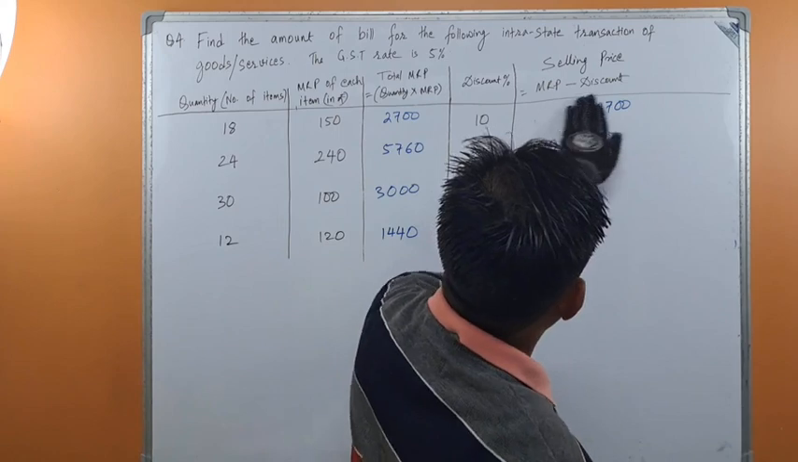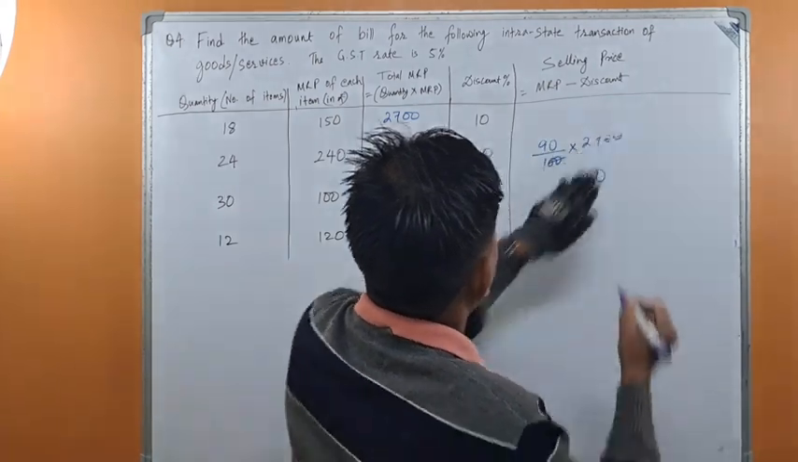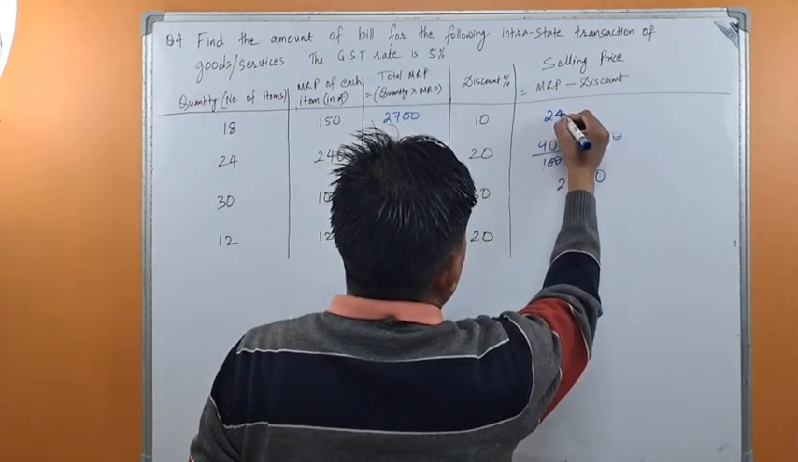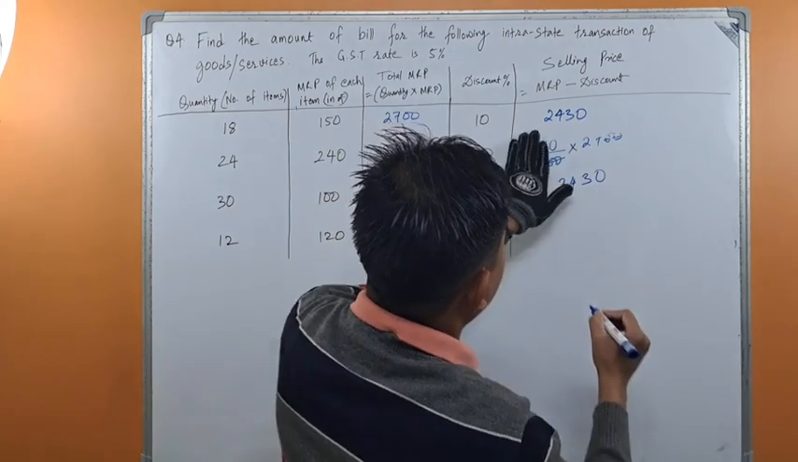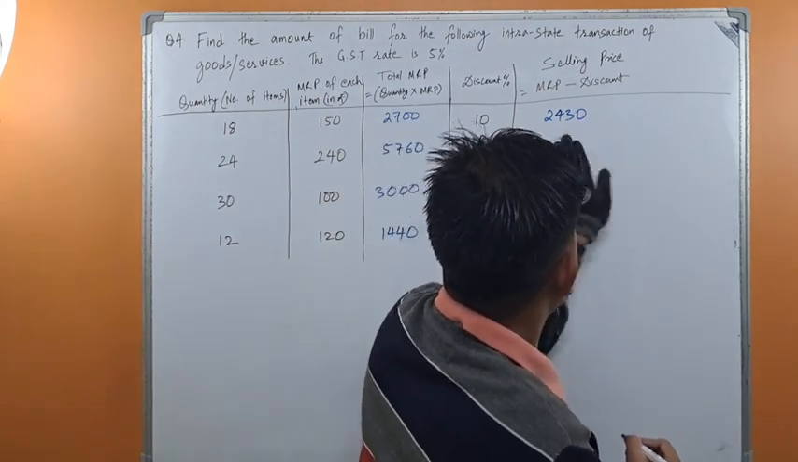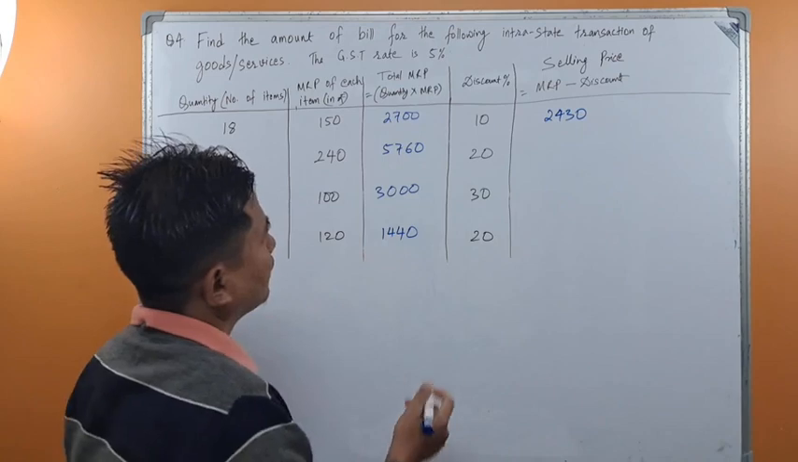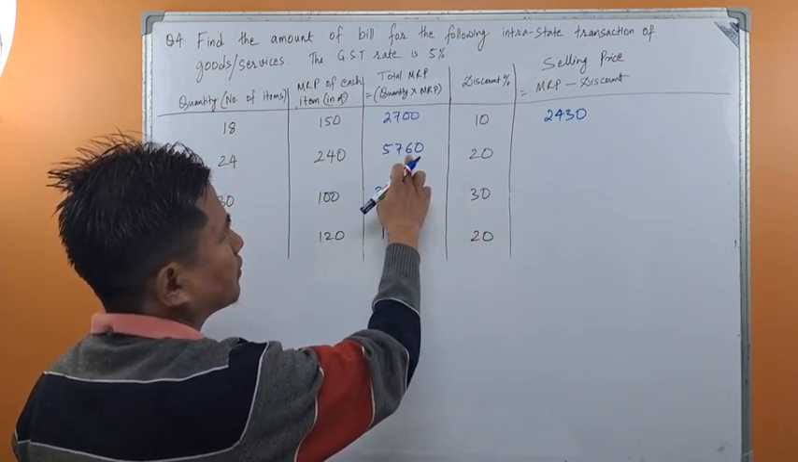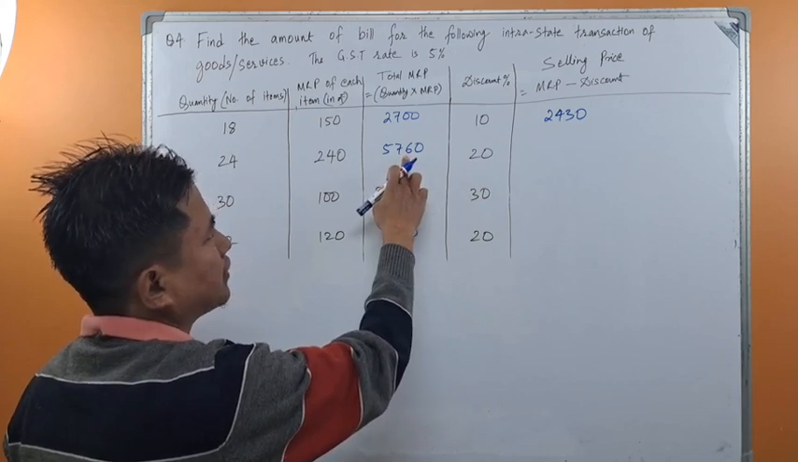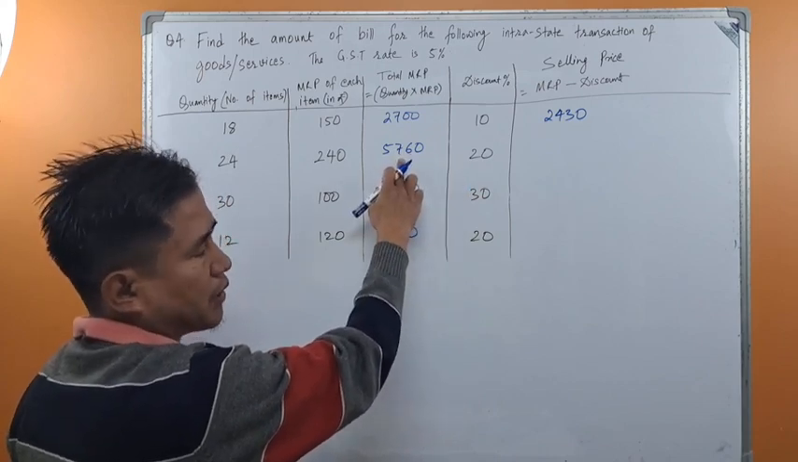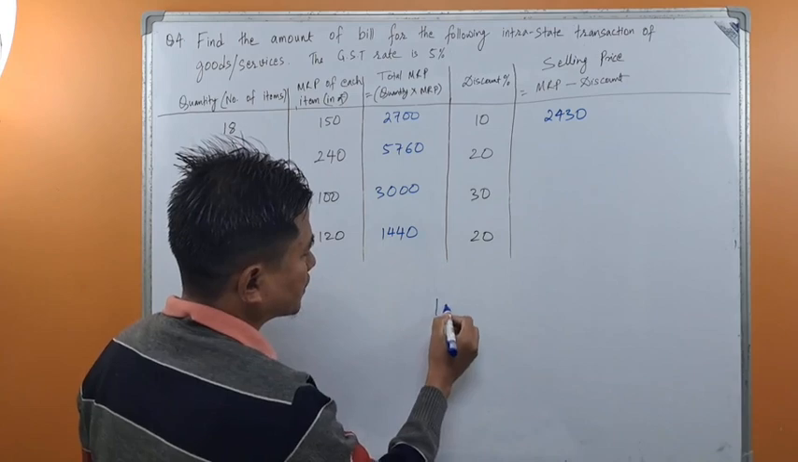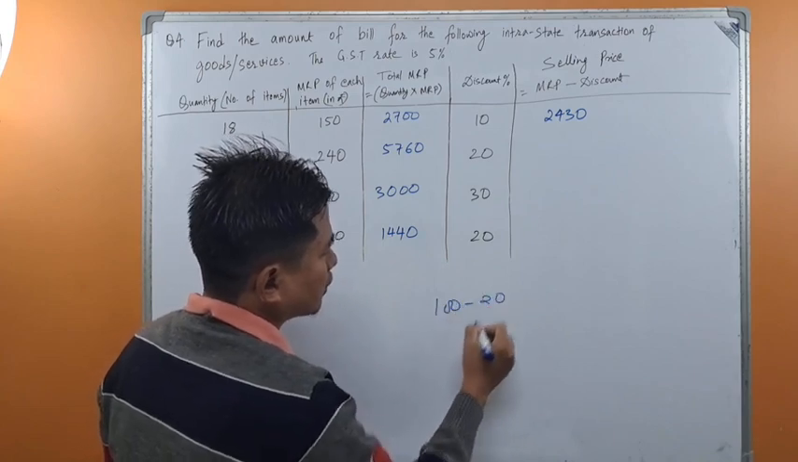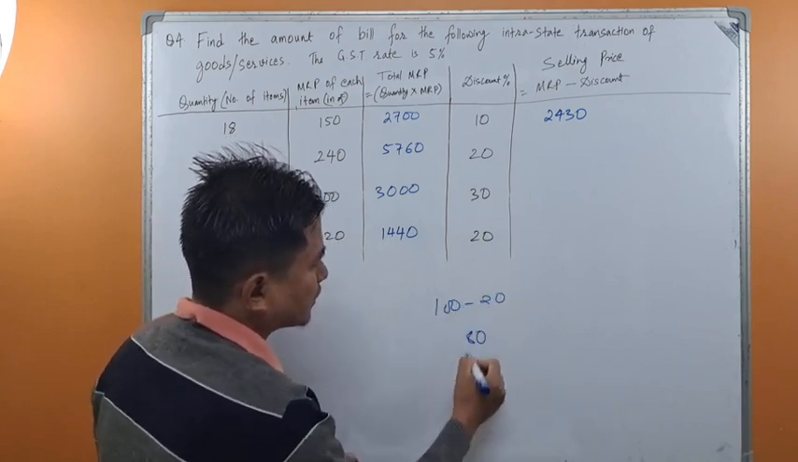Okay, 2430. Now discount is 20% here, so the selling price will be 80% of MRP, isn't it? Because out of 100%, 20% is given as discount, so 80% remains as selling price.